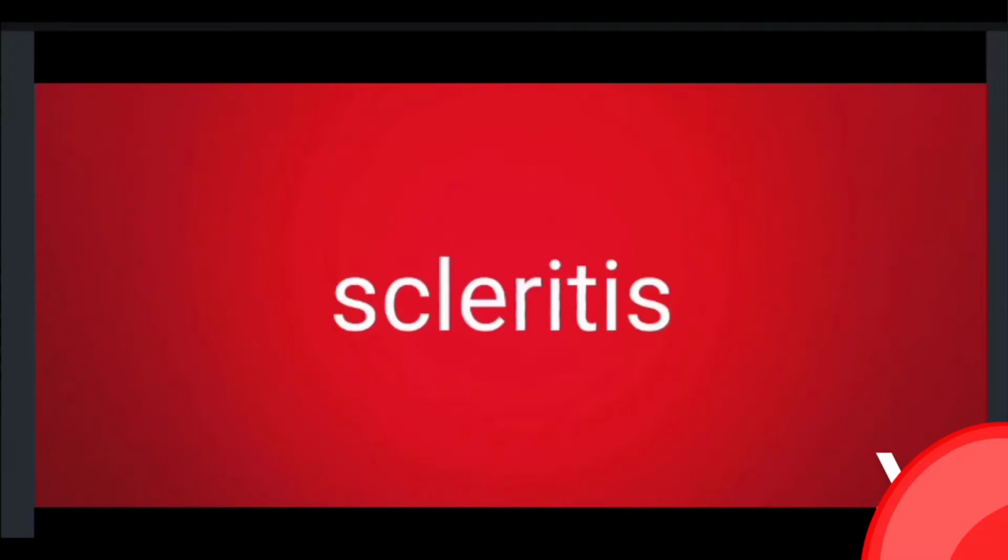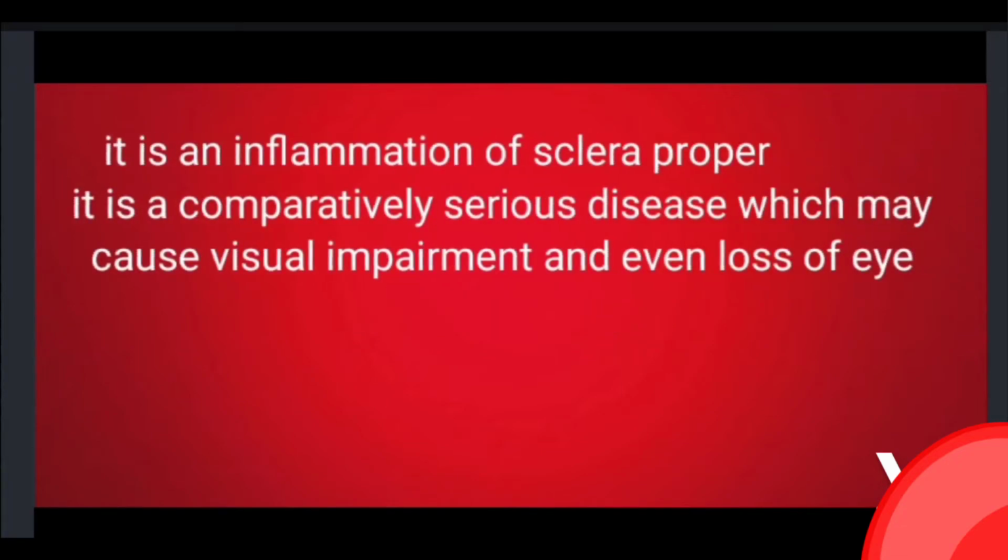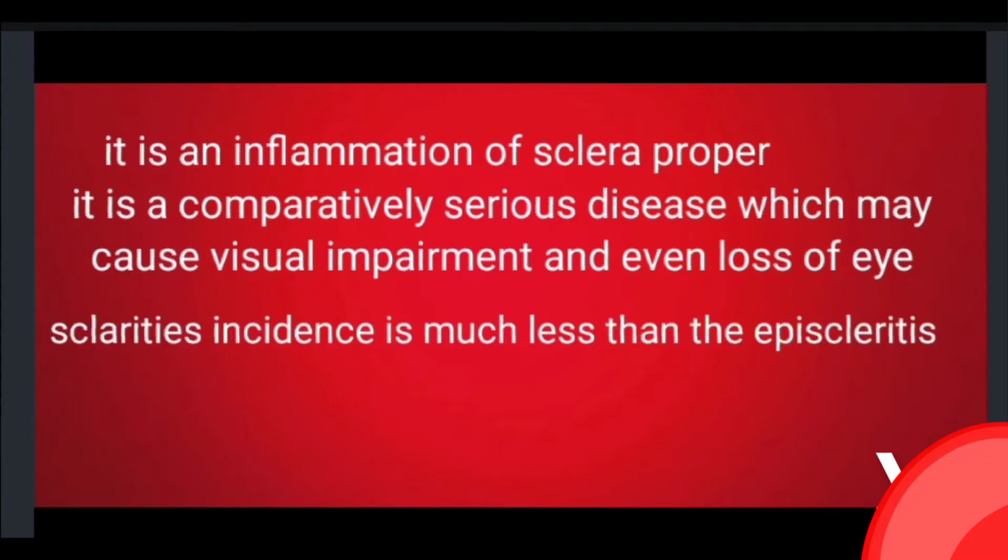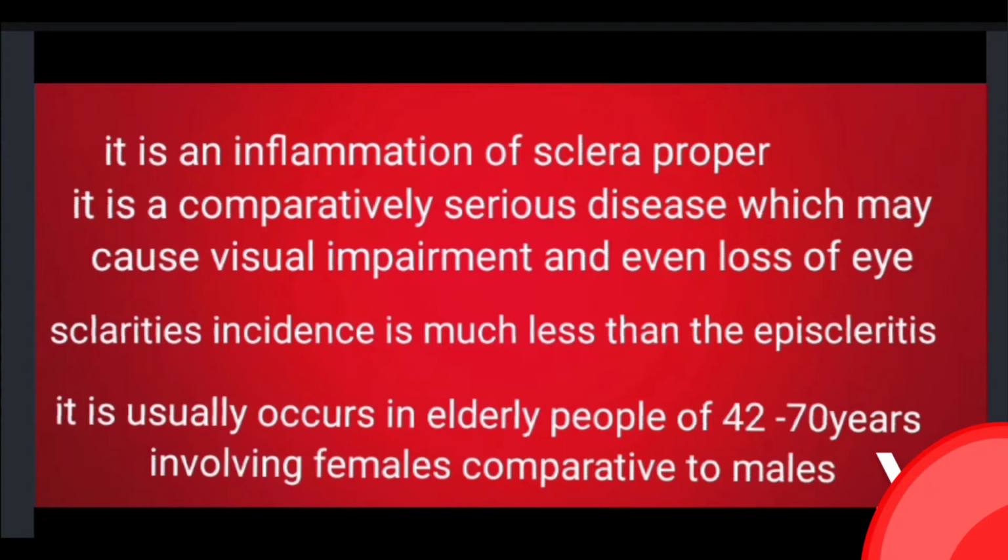My today's topic is scleritis. It is an inflammation of the sclera proper and it is a comparatively serious disease which may cause visual impairment and even loss of the eye. Scleritis incidence is much less than episcleritis. It usually occurs in elderly people of 42 to 70 years, involving females more compared to males.